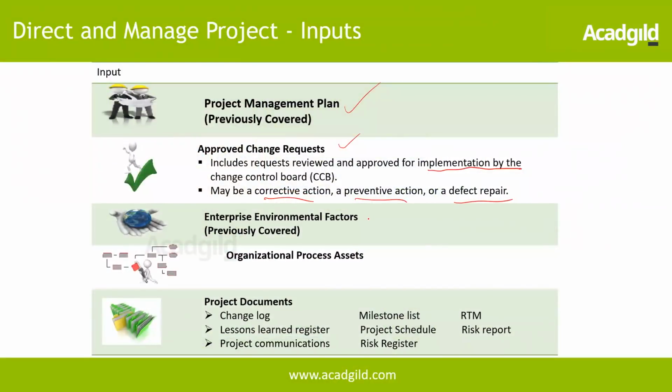Then enterprise environmental factors, which we have seen earlier, and organizational process assets, where I go and refer to the repository. And the project documents, as I described earlier, could be documents like the change log, lessons learned register, project communications, milestone list, project schedule, and risk register. These are just a sample list. There could be much more project documents, which we will encounter in multiple other processes.